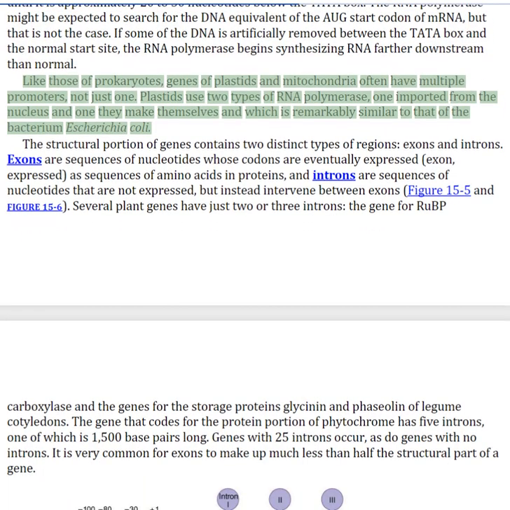Like those of prokaryotes, genes of plastids and mitochondria often have multiple promoters, not just one. Plastids use 2 types of RNA polymerase, one imported from the nucleus and one they make themselves, which is remarkably similar to that of the bacterium Escherichia coli.